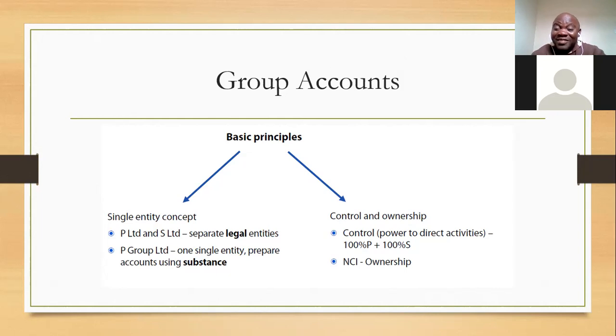So unfortunately, the way it works is that the guide rails of the quantum of shares that have been bought in percentage form, as long as it is more than 50%, the parent company shall have 100% control. Then you have the NCI ownership.